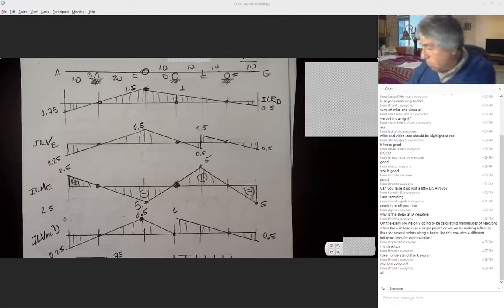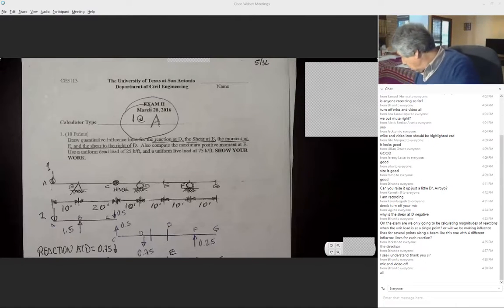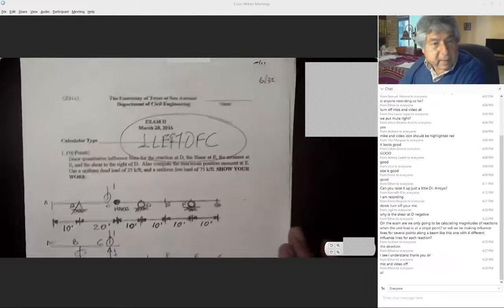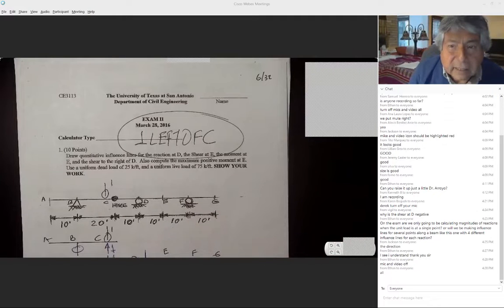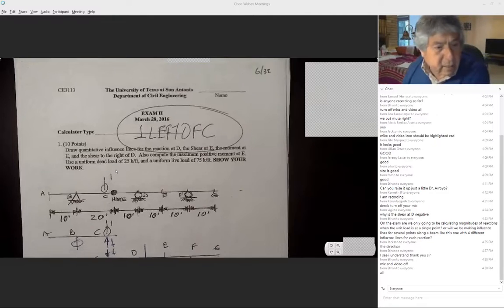I'm going to go to the next page, page 6. I'm going to do exactly the same for when the unit load is to the left of C. This is 1 to the left of C. I'm going to compute the reaction at D, the shear at E, the moment at E, and the shear to the right of D. We did this at the beginning of the lecture.